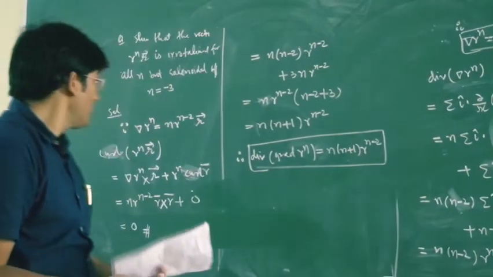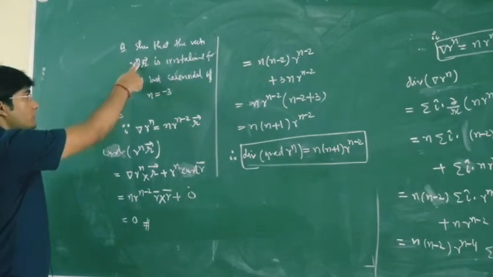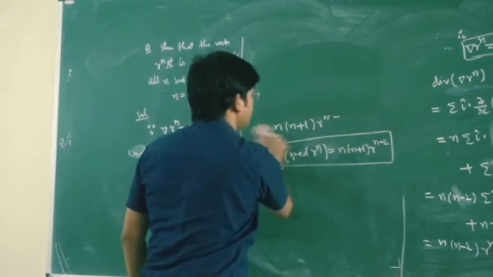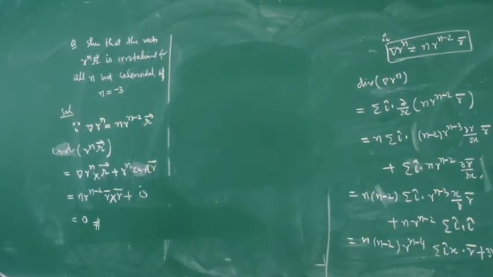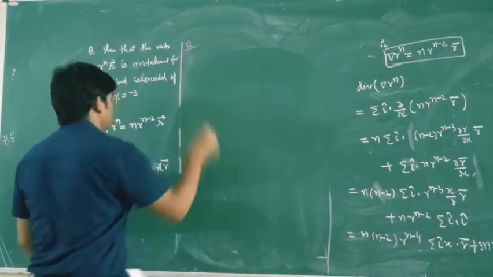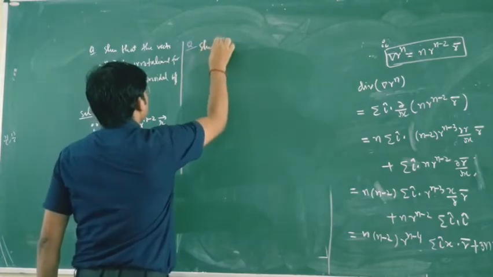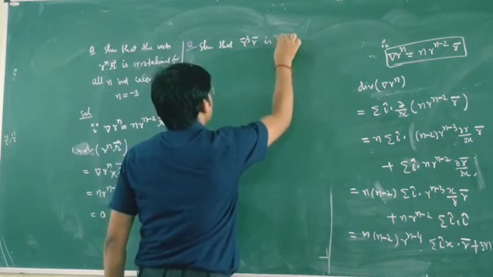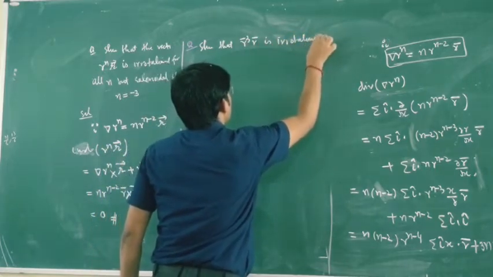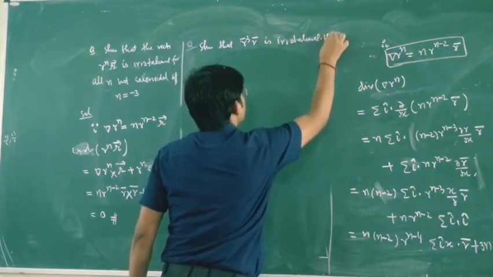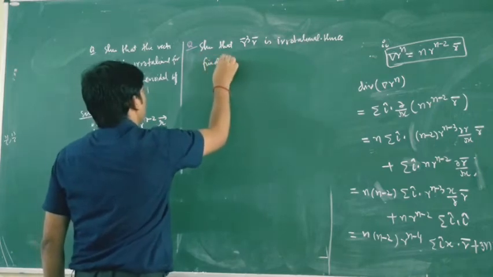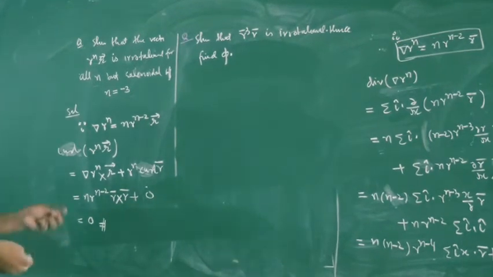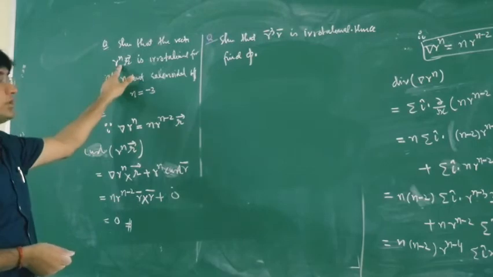Then, in the next question, if you put n equal to minus 3, again it will be irrotational. So let us show again that r^(-3) times r is irrotational. Now if this is irrotational, then find the scalar point function phi. Now if this is irrotational, then we have to find this phi. As in my previous problem, this will be irrotational for all n.